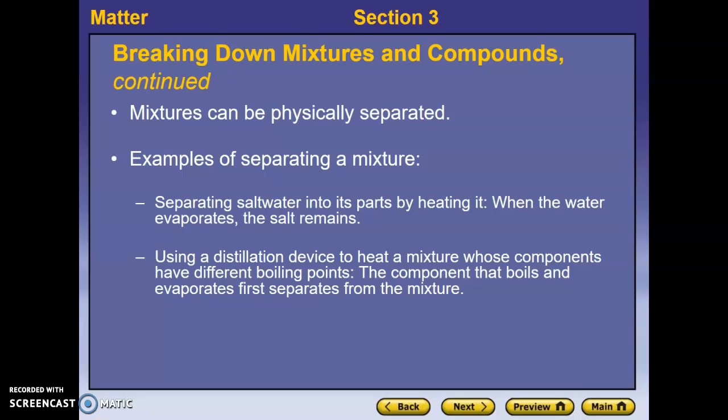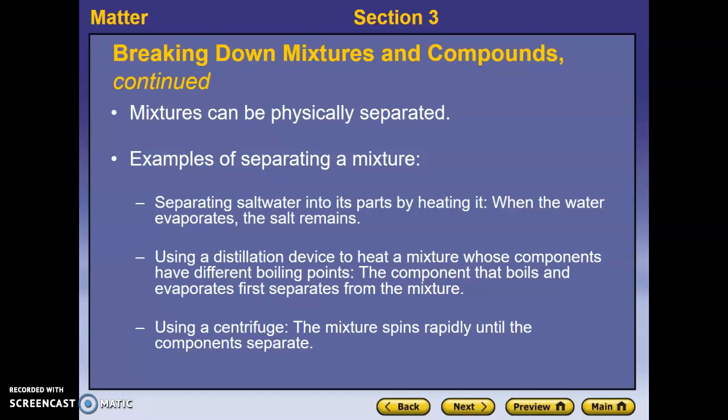So if you've ever seen the copper tubing that is in a still, or if you've ever seen the condensing tubes at an ethanol plant, what that is all about is cooling down the alcohol that has turned into a gas so that it recondenses back into a liquid and can be caught in another container. So distillation is a process that works because the mixture has parts that have different boiling points.